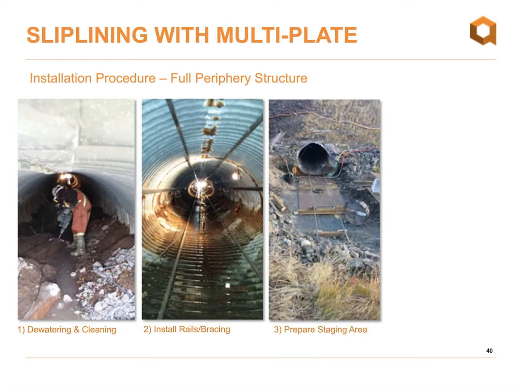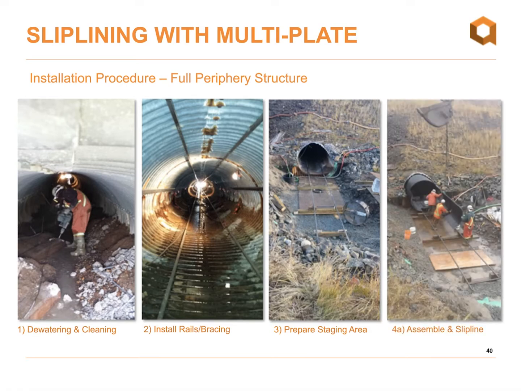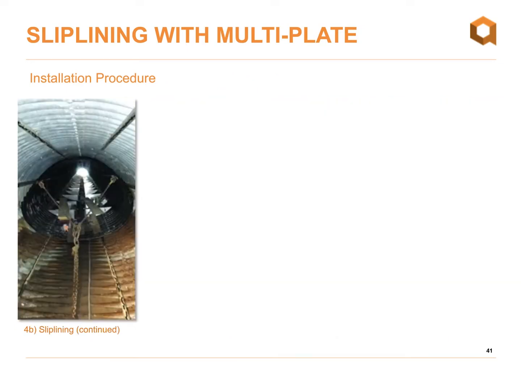Next step, or in conjunction with step 2, is to prepare a staging area, an area in which we can actually assemble the structural plate, and of course that's the next step. So it's an iterative process in terms of assembly and slip lining. With multi-plate, the plates come in 10 and 12 foot lengths, so you might assemble 1 or 2 rings at a time, anywhere from 10 to 24 feet in length at a time. So you assemble those rings and then pull them into place, assemble the next rings, etc.